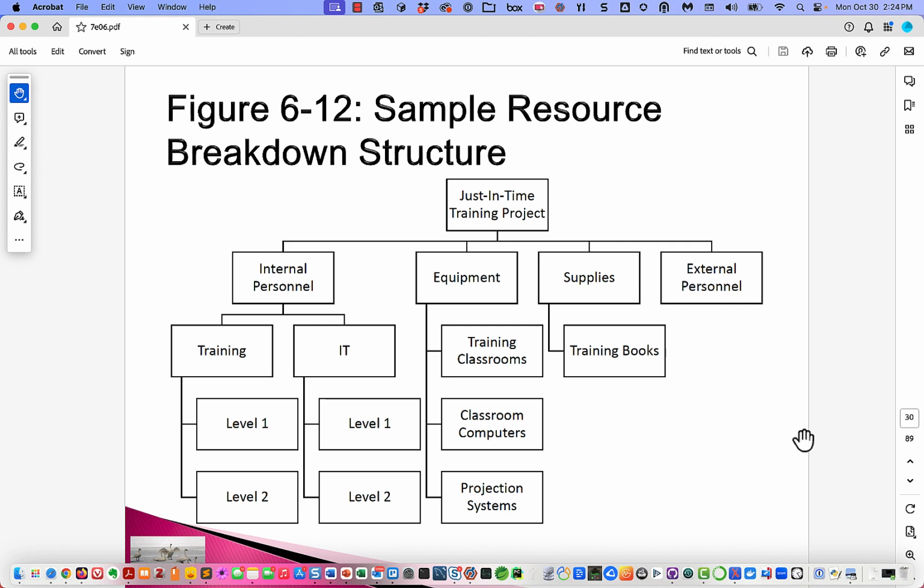Again, have I used this myself? I probably haven't created one of these diagrams for myself. I have talked to other people who have created them and found them useful. And you have to decide for yourself whether this is going to be part of your project planning.